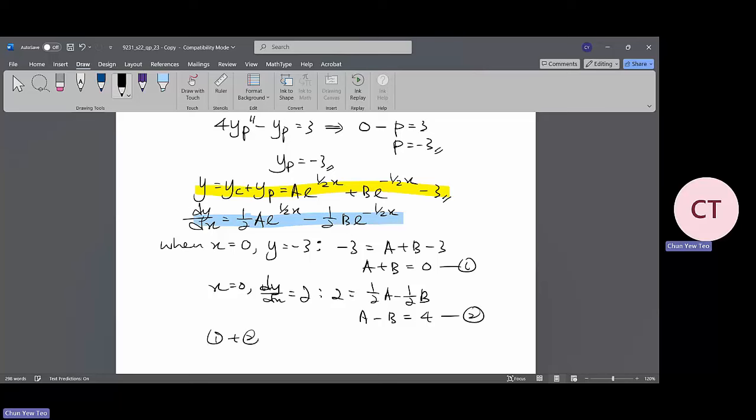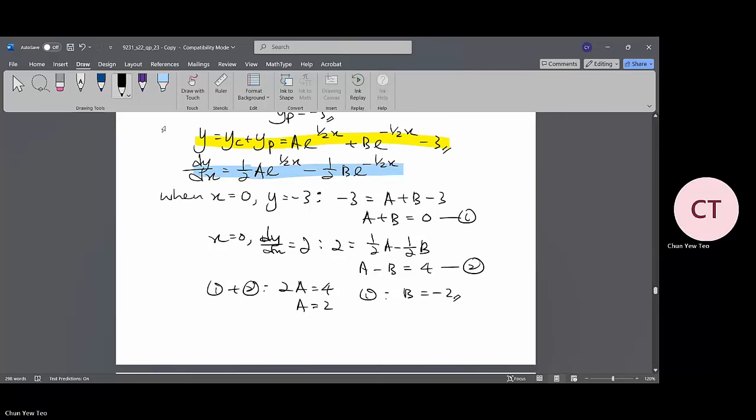Take 1 plus 2, you get 2A equals 4. Your A is 2. From equation 1, your B is negative 2. So we have found A and B. Therefore, your particular solution is y equals 2e^(½x) minus 2e^(−½x) minus 3. Done for part A.